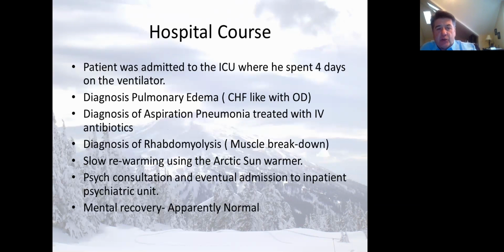He was admitted to the ICU where he spent 4 days on a ventilator. He wound up getting some pulmonary edema, which was from the heroin overdose. He also had an aspiration pneumonia. We found vomitus in his mouth, so he vomited somewhat, and that caused a pneumonia. He had rhabdomyolysis, meaning breakdown of tissue products, and slow rewarming using an Arctic Sun warmer. He did get a psychiatric consultation because he was an intentional overdose, and he recovered apparently well.